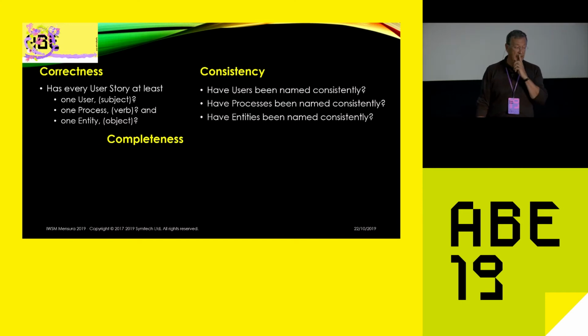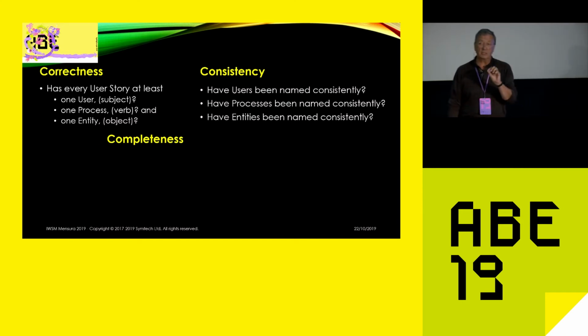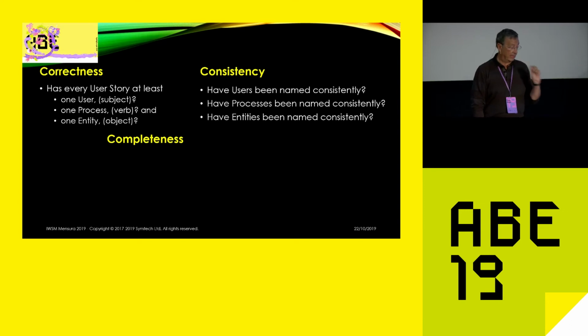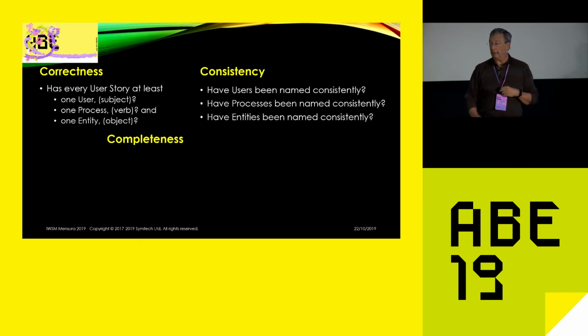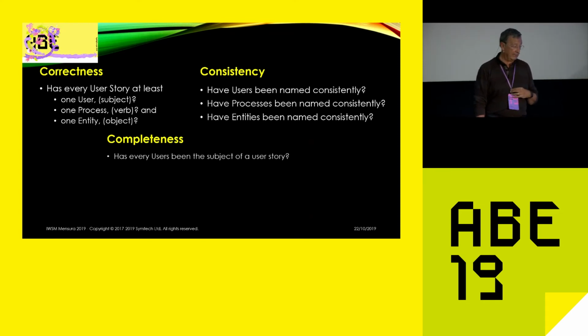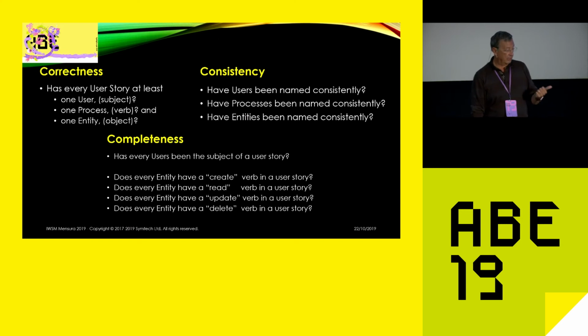For the consistency, have the users been named consistently? Have the processes and also the entities all been named consistently? And so often they're not. They're given different names like the user, or the invoker, or lots of different words. So we're going to make sure that we have a consistent set of users, processes, and entities. And for completeness, first of all, has every user been the subject of a user story, which is important? And then does every entity have a create, a read, an update, and a delete? So those are the checks that we're going to look at.